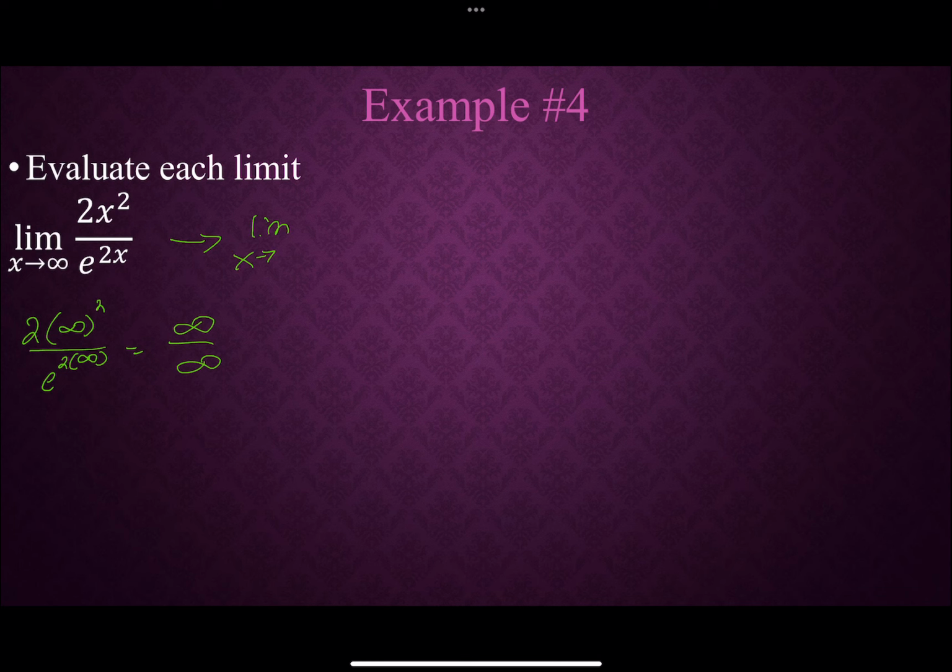So limit as x approaches infinity. We'll get a 4x over 2 e to the 2x. This is still going to be infinity over infinity, because you can see 4 times infinity over 2 e to the 2 times infinity. We still get infinity over infinity. So still indeterminate. So we do L'Hopital's rule one more time. Limit as x approaches infinity. We now get a 4 up top, a 4e to the 2x on the bottom. So we can also cancel those 4s. We're left with 1 over e to the 2x.